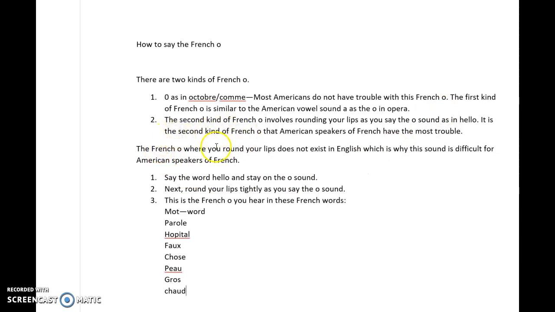The second kind of French O involves rounding your lips as you say the O sound as in hello. It is the second kind of French O that American speakers of French have the most trouble with. The French O, where you round your lips, does not exist in English, which is why this sound is difficult for American speakers of French.